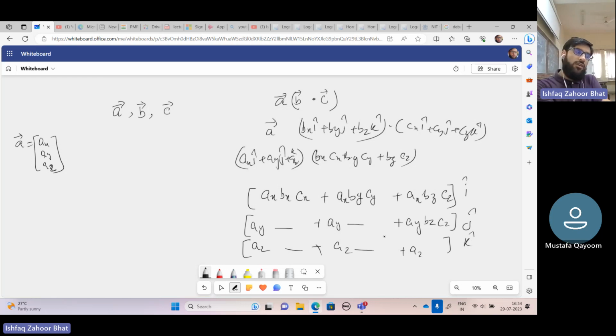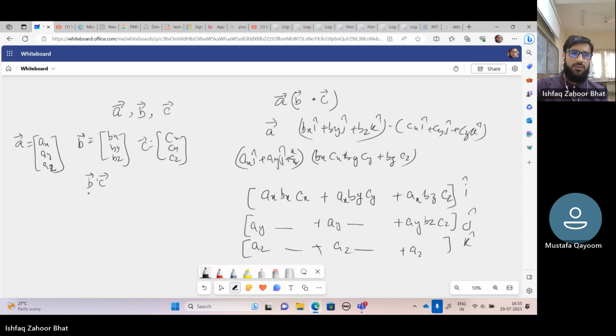But see, when you are doing it in MATLAB, this is not the right thing to do. So in MATLAB, how will we do this? If we have to do a dyadic product or something like this, how will we do it? For that, I am saying that if we have A like this, and we have another vector B, which is BX, BY, BZ, and we have C, which is CX, CY, CZ. We define the dot product. How do we define the dot product? If we have B dot C, we define it as B, C.